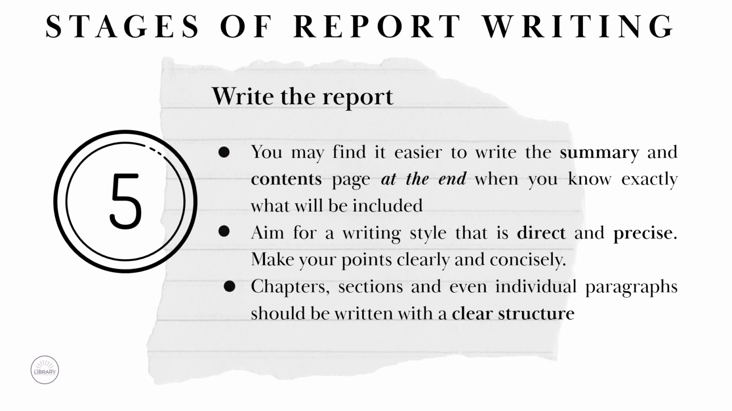Number 5. Write the report. You may find it easier to write the summary and contents page at the end when you know exactly what will be included. You should aim for a writing style that is direct and precise. Avoid waffle and make your points clearly and concisely. Chapters, sections, and even individual paragraphs should be written with a clear structure.